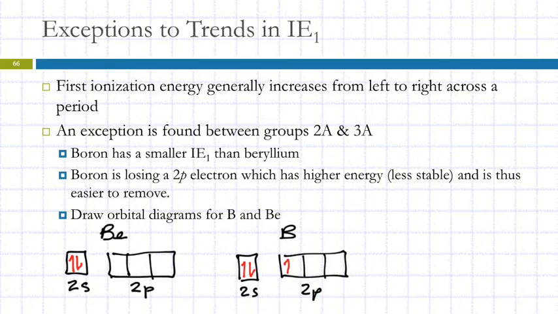This sublevel is at a higher energy. And so removing this electron is easier than removing one of the 2s electrons. So boron's ionization energy is a little bit lower than beryllium, which is not what the trend predicts. Any questions?